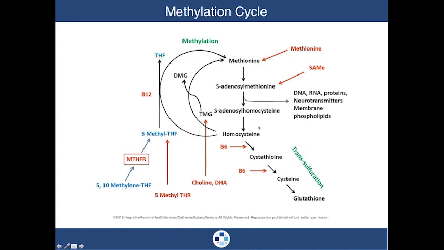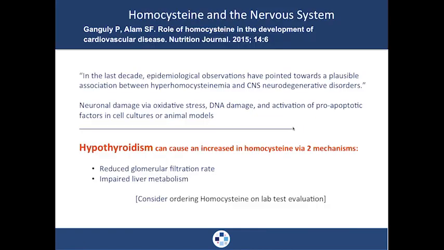Here I put some of the substances that can actually help with this methylation: choline, DHA with essential fatty acids. There's 5-methyltetrahydrofolate here. Methionine, SAMe can help out. The bottom line is that we need proper methylation to create RNA, DNA, proteins, neurotransmitters, membrane phospholipids, and also for proper genetic expression. That's really the whole point here.